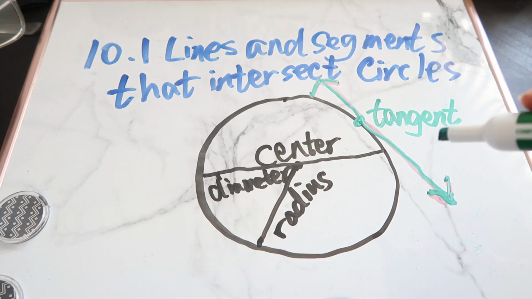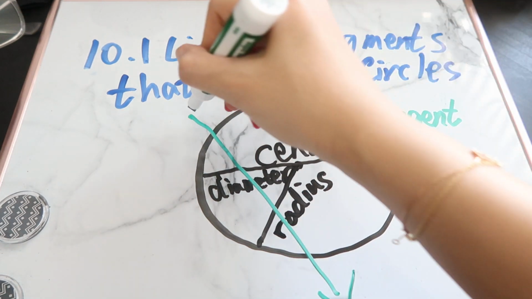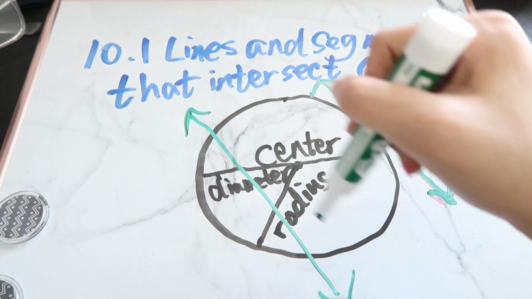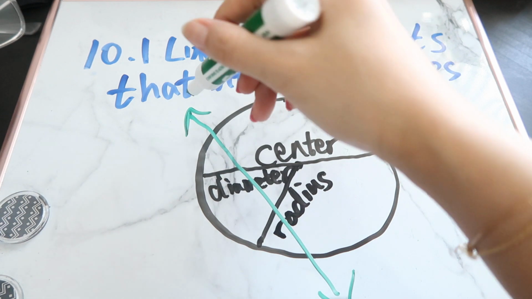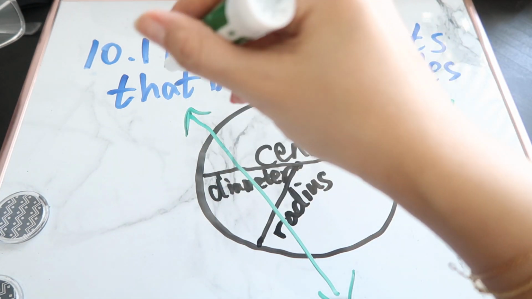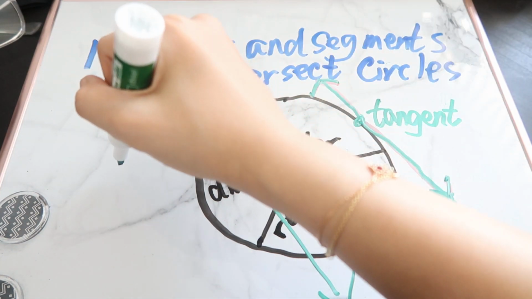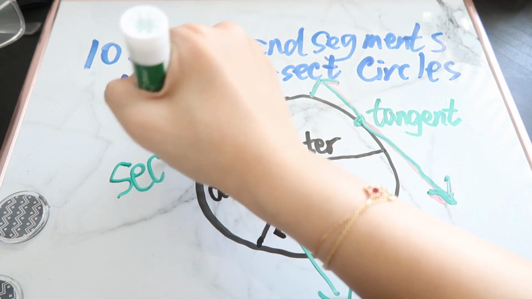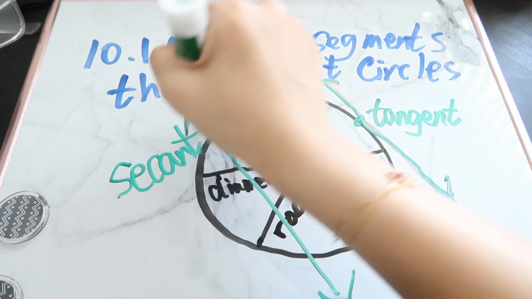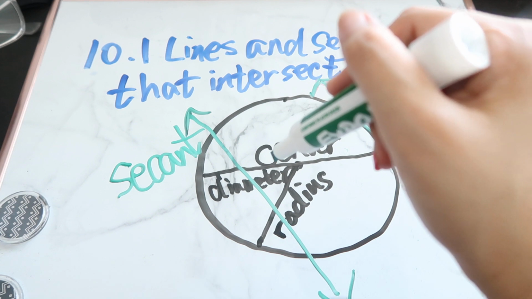Now, what if we have a line that just goes across a circle? So you see how this line just goes through it. It doesn't matter where it goes, but it just has two intersections. In this case, we call this line a secant. So this line has a name called secant.